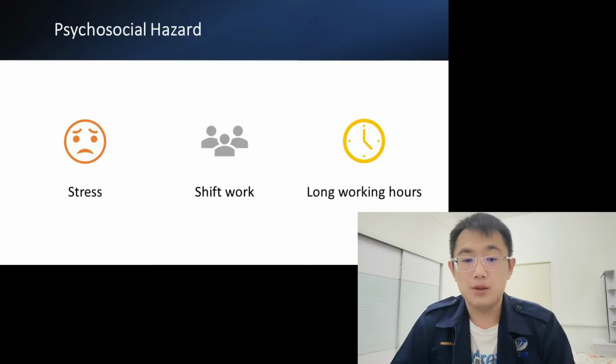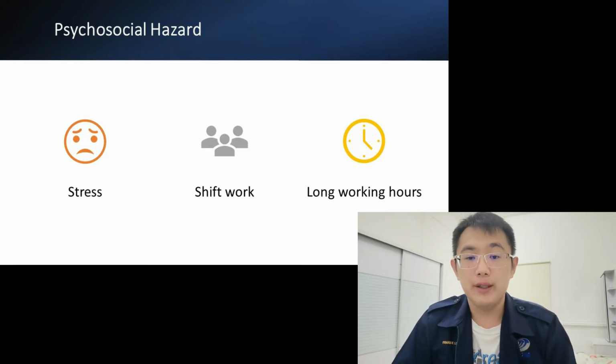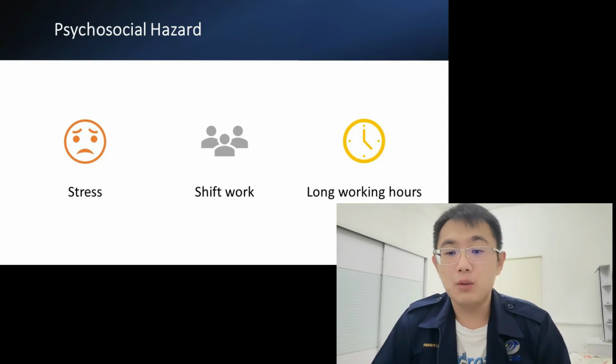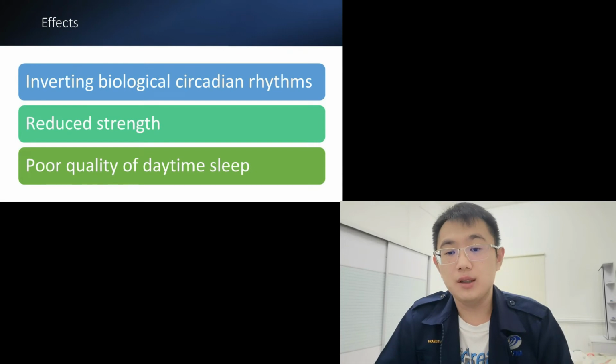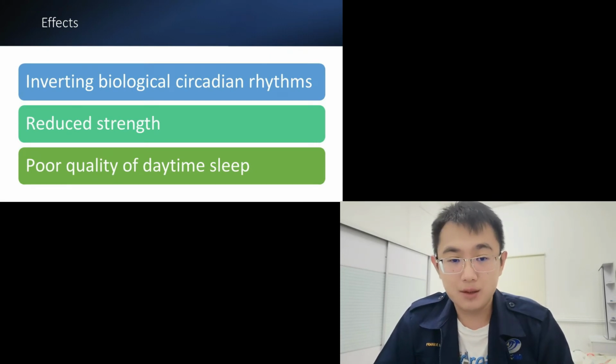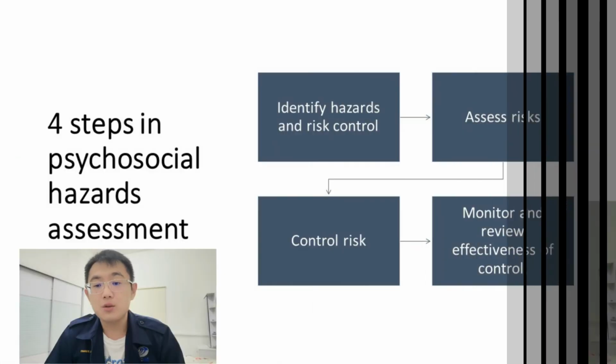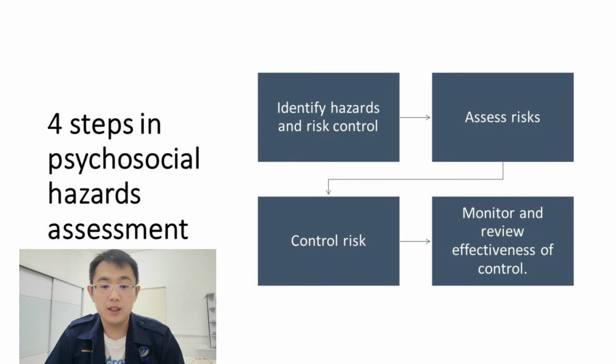Lastly, according to WHO, stress, shift work, and long working hours might cause psychosocial harms, especially during this COVID-19 pandemic. Stress commonly follows intensive shift work and long working hours. The increased stress risk can cause difficulties in adjusting biological circadian rhythms, reduced strength, and poor quality of daytime sleep. Psychosocial hazard assessment should include data collection and monitoring of existing controls.